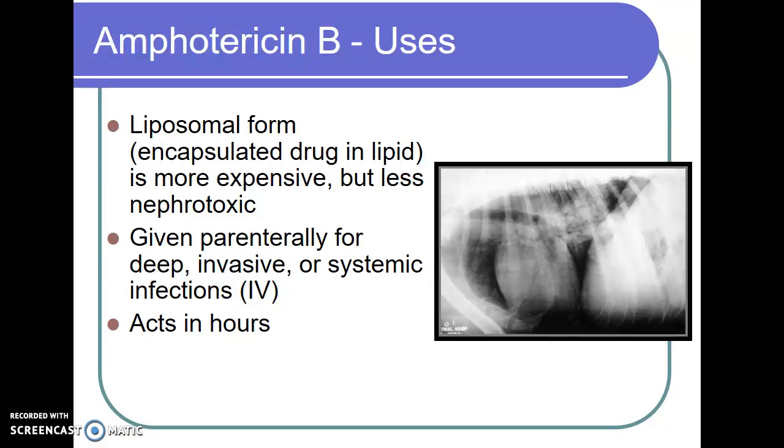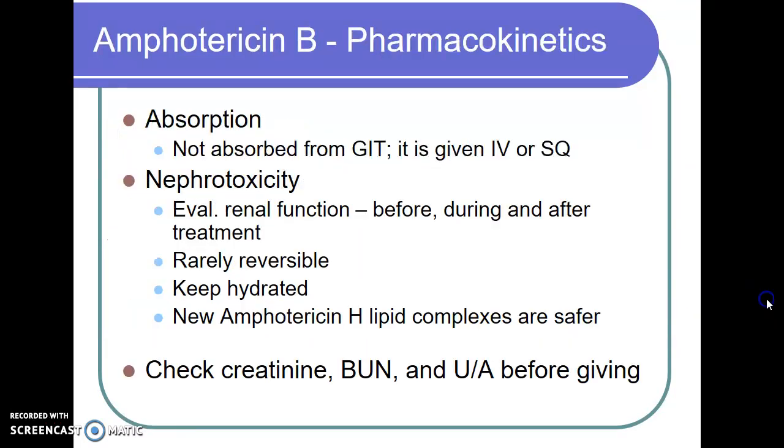The ones that are used more these days are the liposomal form. They can be a little expensive, but they are basically encapsulating the drug in a lipid, and it just makes it less nephrotoxic. So amphotericin B is also nephrotoxic. We give it parenterally, so we give it IV, and it will act very quickly. So this is a fungal infection. Whoa, fungal infection in the lungs there.